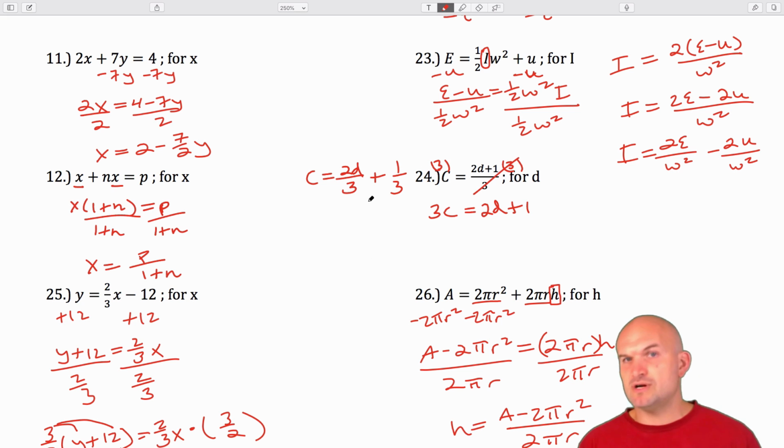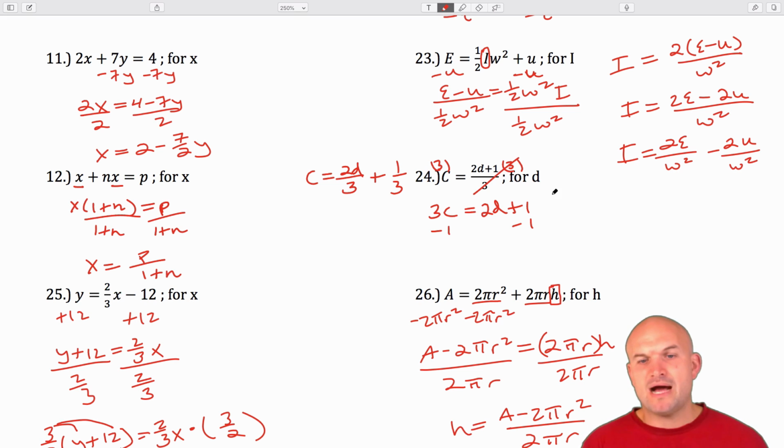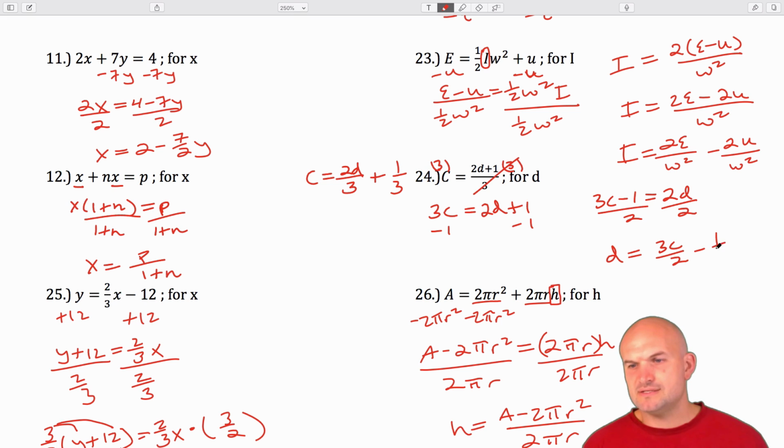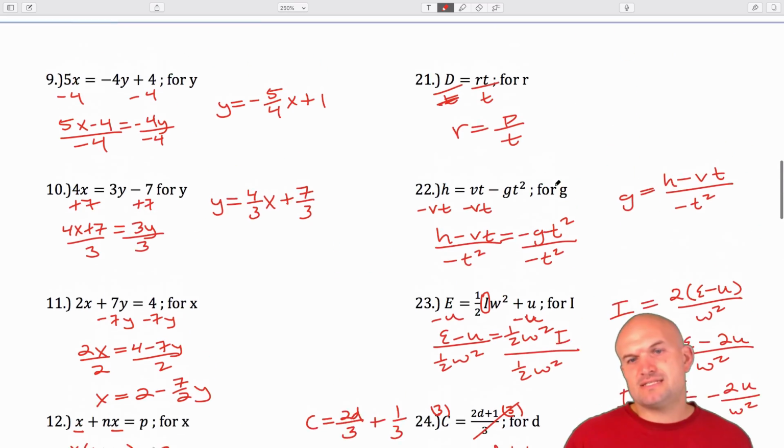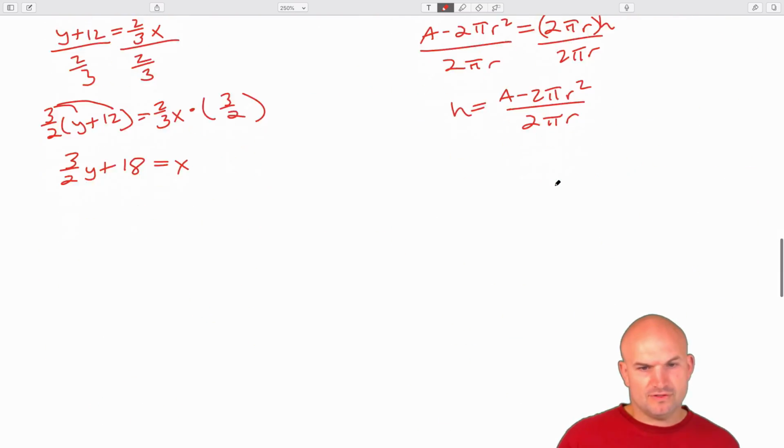So even though this one works and it makes sense, I think a lot of students would prefer just to deal with problems that do not have variables or fractions. And then I'm just going to flip the d around. So d is equal to 3c over 2 minus 1/2. Okay, so a lot of times when we have fractions, that is helpful for students.